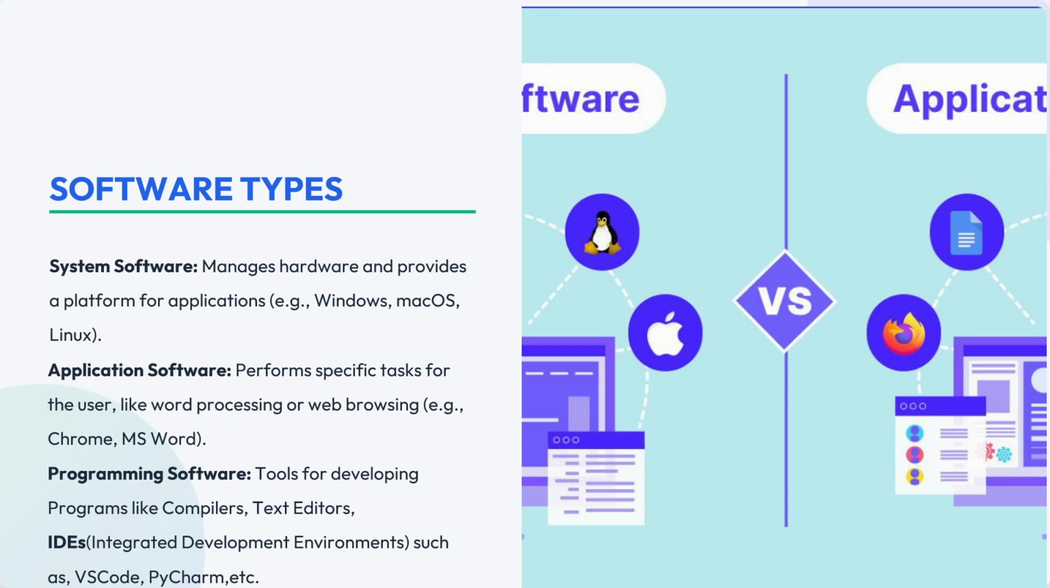The last is programming software. This is software mainly used by developers in the field of developing programs. It has certain specific applications like compilers, editors, IDEs, integrated development environments, where we can code or perform our logical imaginations through code. So these three are the types of software.